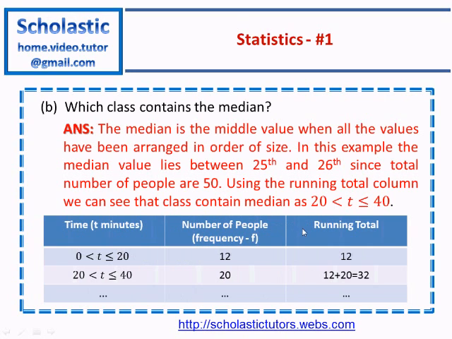Now we add another column called the running total column, in which the first entry is 12, but for the second we add 12 to 20 and we get 32. What we need is the 25th and 26th, and this is the 32nd element. So the 25th and 26th will lie in this class. Therefore, the median class is the class where t is between 20 and 40.